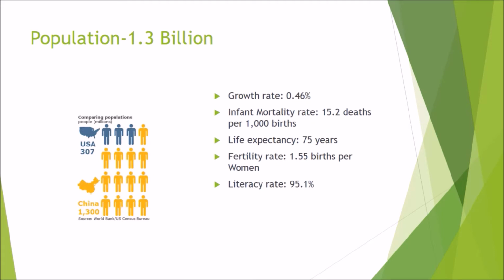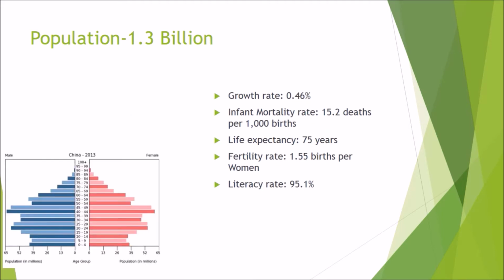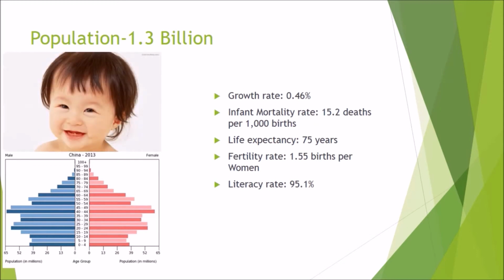China has the largest population in the world, with over 1.3 billion people. The population pyramid shows how China's population is distributed. China has approximately 12.25 births and 7.31 deaths per 1,000, making the growth rate very low, about 0.46%. The rate of infant mortality in China is 15.2 deaths per 1,000 births.